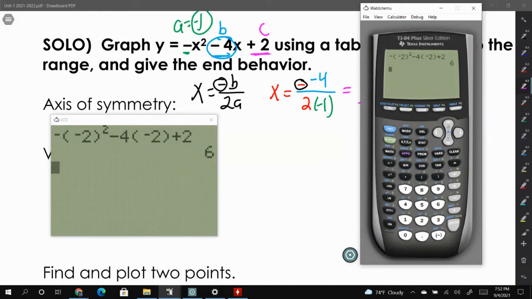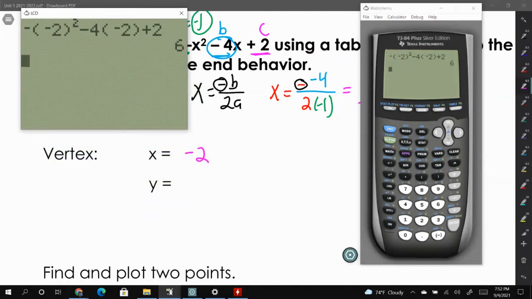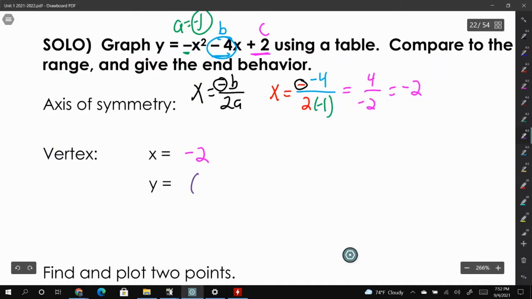Your calculator is only as smart as the user. The calculator will do the order of operations exactly as you type it. It can't read your mind. So that's why you need to be very careful and use parentheses. All right, we got 6.